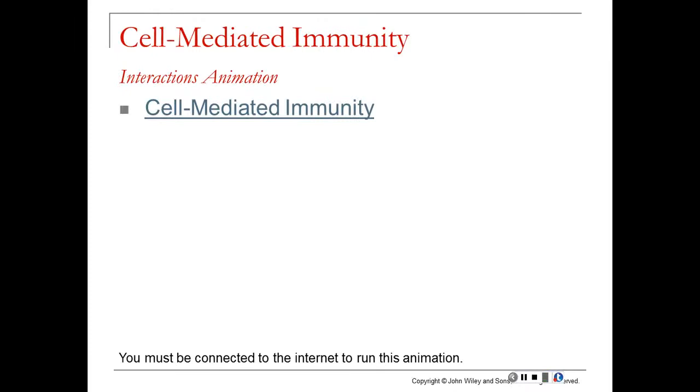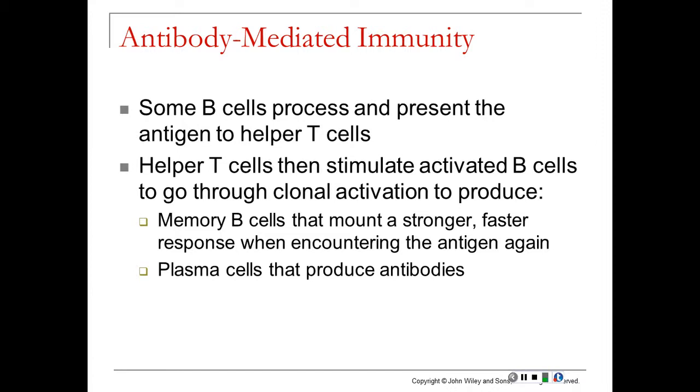There we go. Cell-mediated immunity is diagrammed out in this animation for you. Let's talk about antibody-mediated immunity. So we'll talk more about B cells now. Some of the B cells will help with those T cells. Helper T cells can stimulate activated B cells to go through that clonal activation. Those memory B cells will then be produced much quicker when the antigen is presented again.